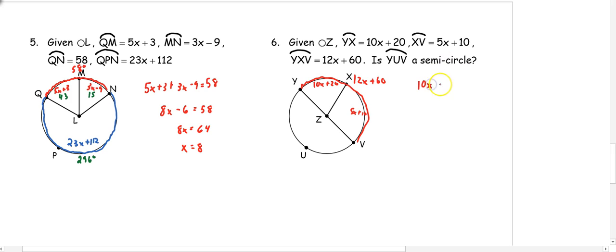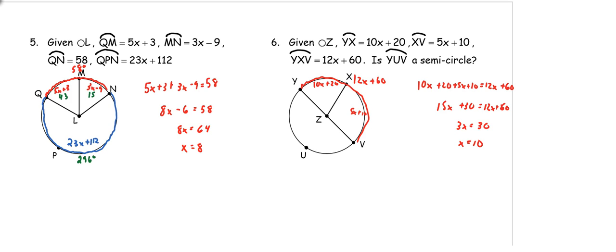So 10x plus 20 plus 5x plus 10 is equal to 12x plus 60. We can solve for x, so we have 15x plus 30 equals 12x plus 60. So we can subtract 12x from both sides and subtract 30 from both sides, and we get that x is 10. Now that we know x is 10, we can substitute.